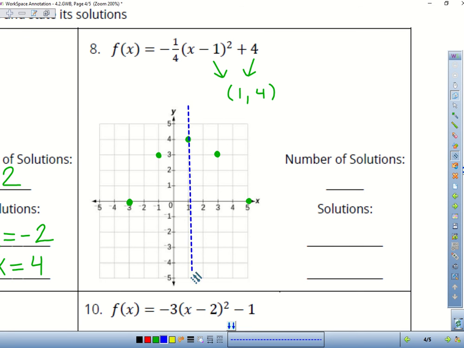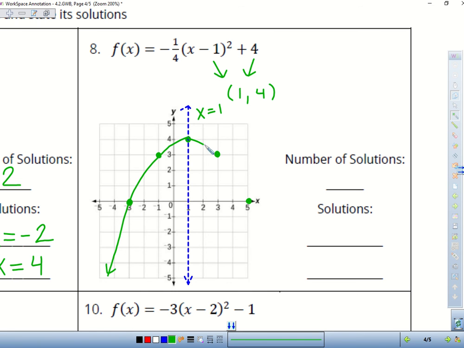My axis of symmetry is right here. At what value? 1. Good. We connect it. How many solutions do I have? 2. And what are they? -3 and 5. Good. So does everyone see how I got that? Okay.